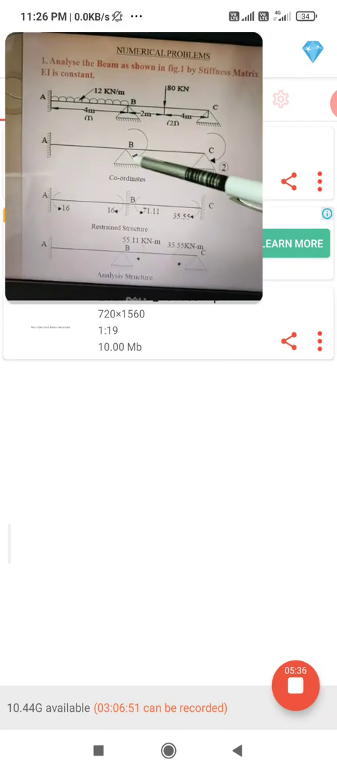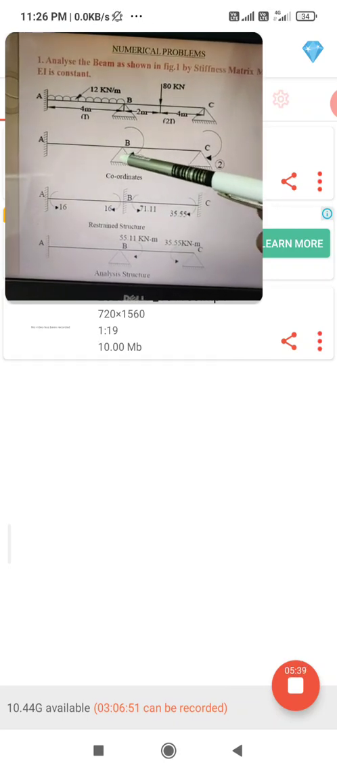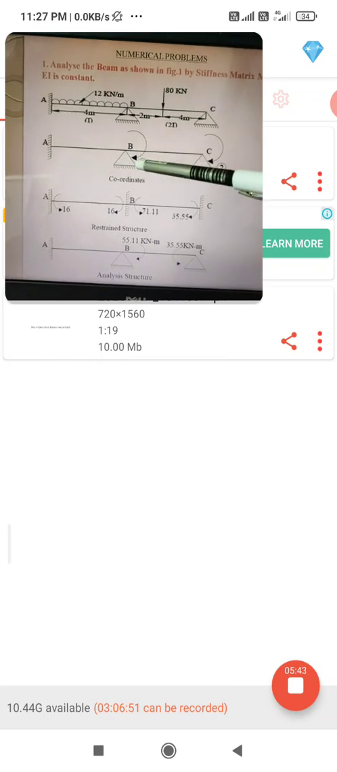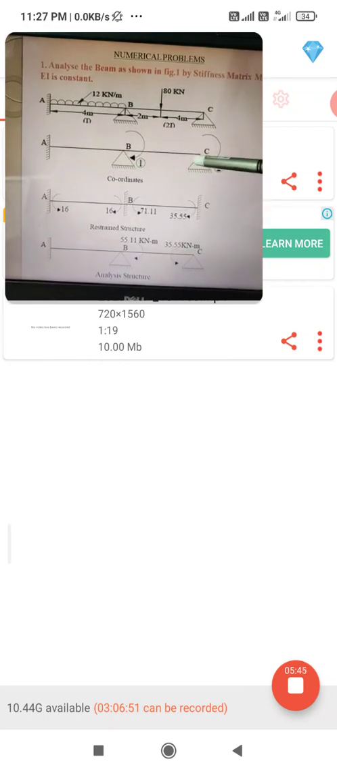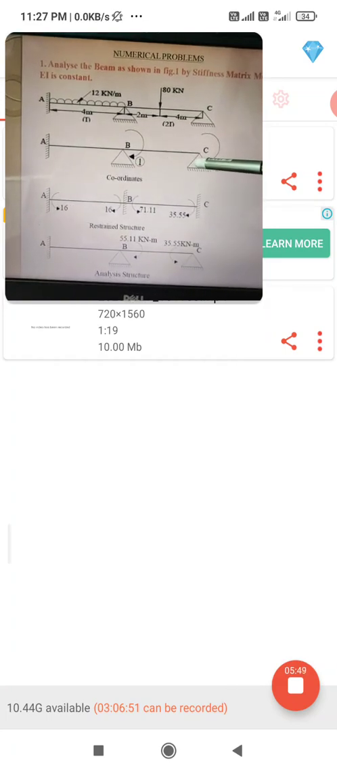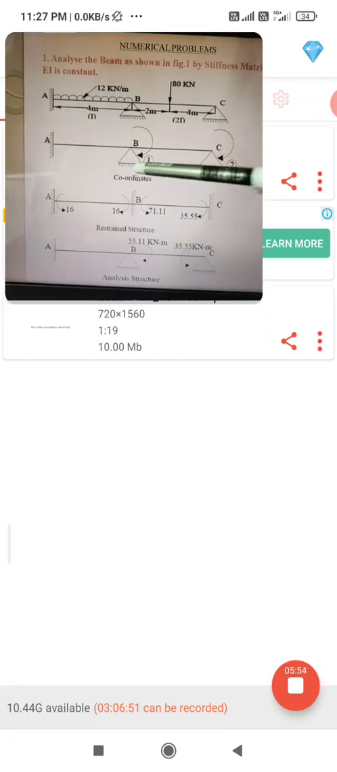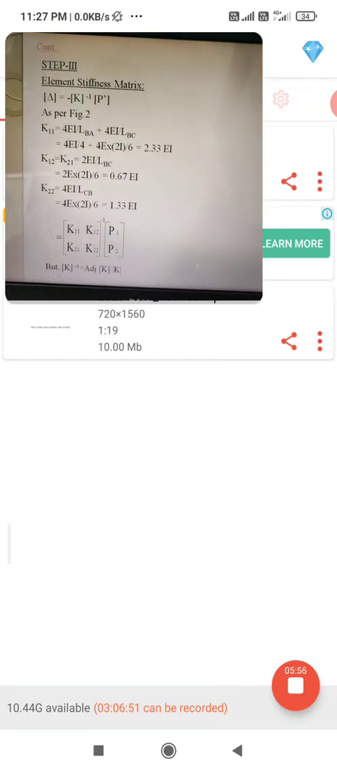So here K11 will be 4EI by L plus 4EI by L. K12 and K21 will depend on the span BC, so only 2EI by L. There will be a standard equation for determining that. And for K22 it will be 4EI by L.